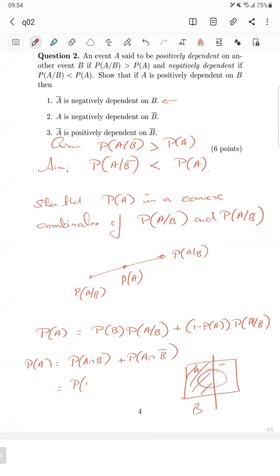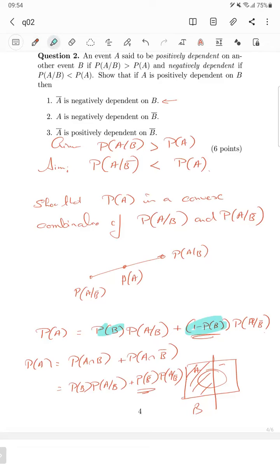But this I can write as, let me write it in the opposite order, P of B times P of A given B plus P of B bar times P of A given B bar. And this P of B bar is written as 1 minus P of B. Since P of B is a probability, it is between 0 and 1. This P of B and 1 minus P of B qualify to be the coefficients of a convex combination. So this was the answer that Lalath had given.